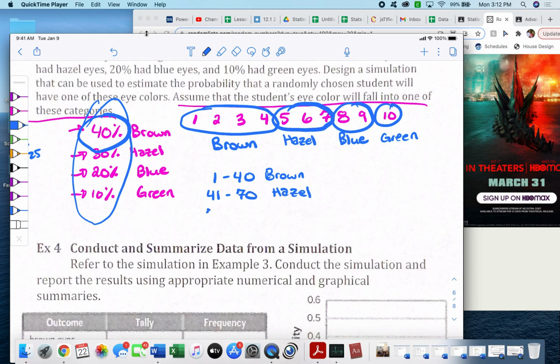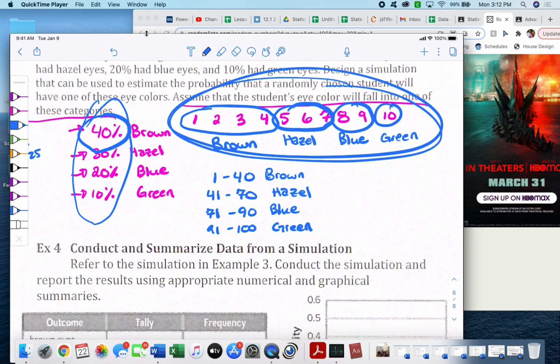We could have done 71 through 90 would be blue eyes, and we could have done 91 through 100 to be green eyes, right? Because that's in the same relationship, right? But what's easier, doing 1 through 10 or 1 through 100? 1 through 10 is a lot easier, so we're going to go this route instead. But you could still design a simulation that's listed like that. You're just going to have a lot of numbers to count up, right?